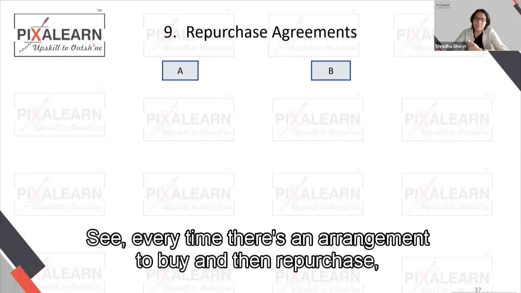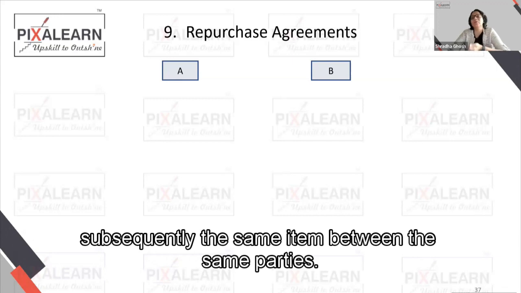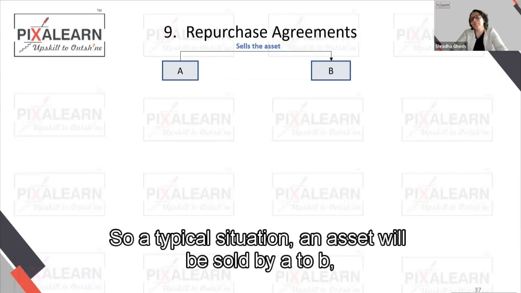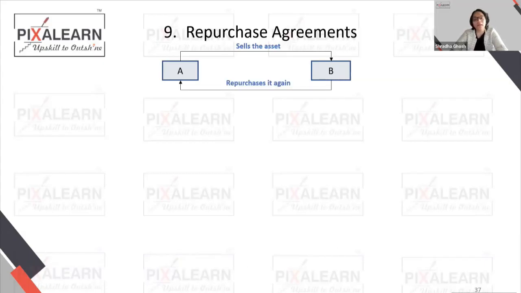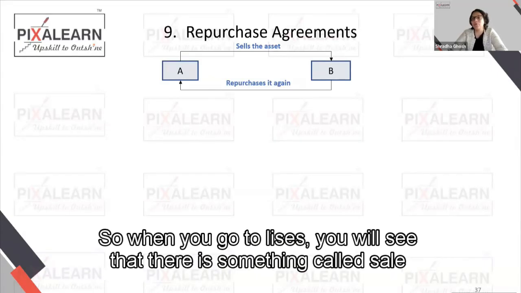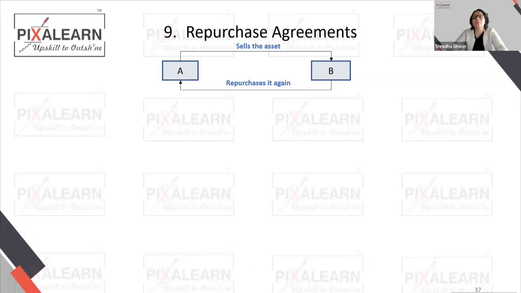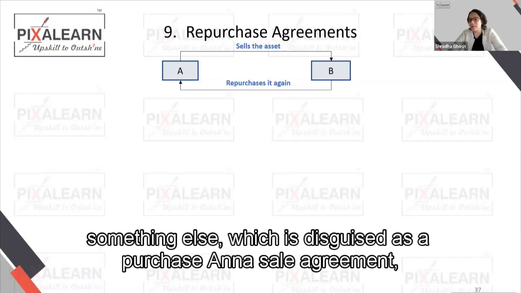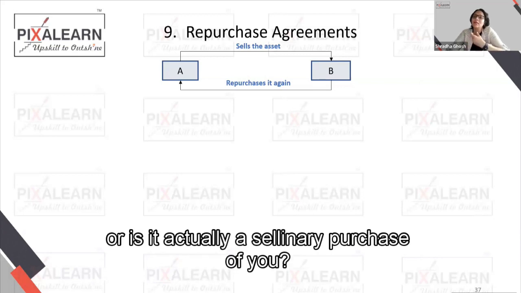Every time there's an arrangement to buy and then subsequently repurchase the same item between the same parties, if you look at the substance over form, it is not a buy-sell agreement. It is something else. In a typical situation, an asset will be sold by A to B, and then A would repurchase the same asset from B. When you go to leases, you will see something called sale leaseback transactions. We will have to look into the substance of the case to see whether it is something else disguised as a purchase and sale agreement, or actually a sell and repurchase agreement.